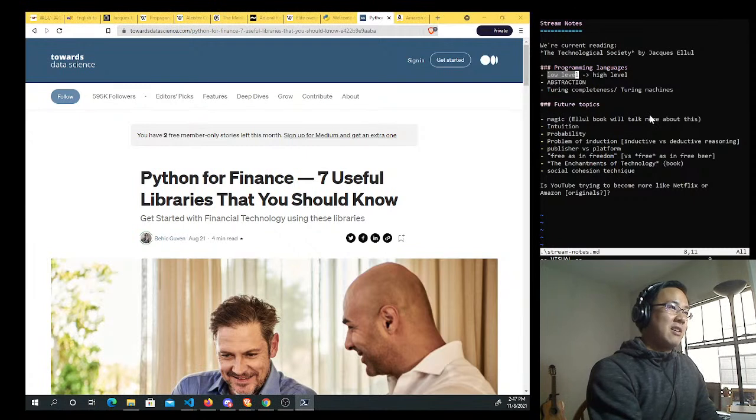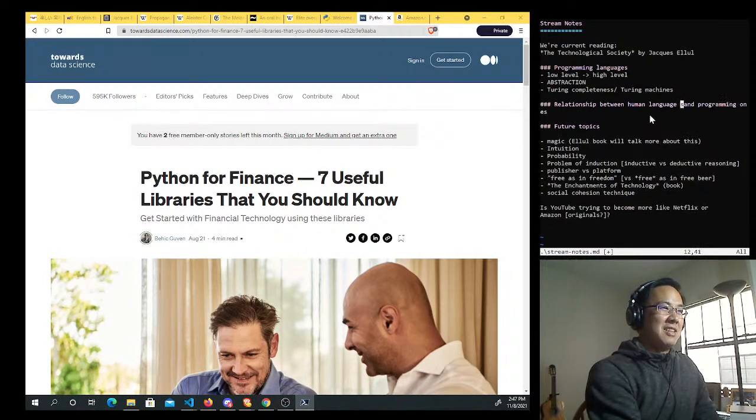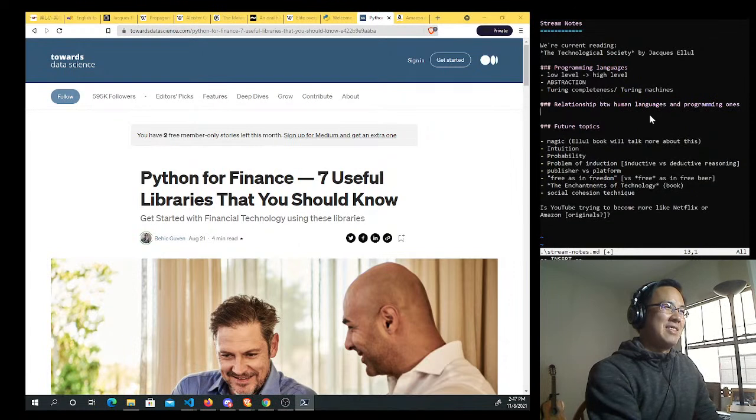I'll add it here, and I'll just phrase this as the relationship between human languages and programming ones. I'm just saving room on this line. Oh no, relationship. Okay, let's use an abbreviation. Between human languages and programming ones. All right.